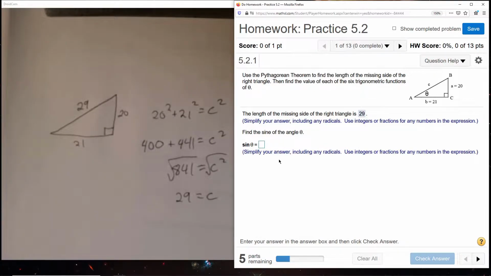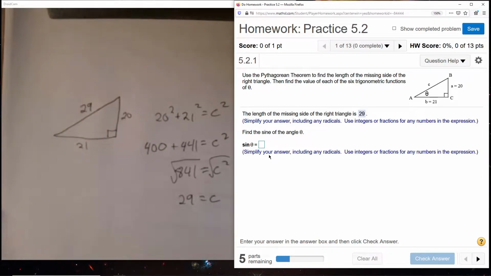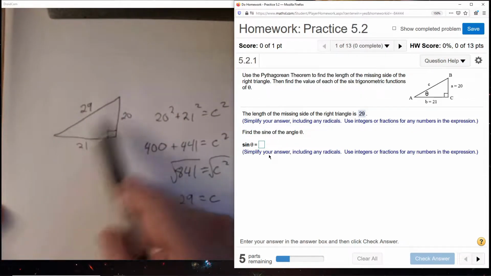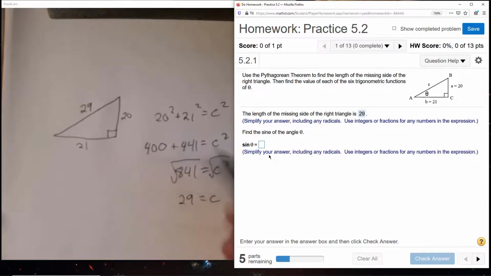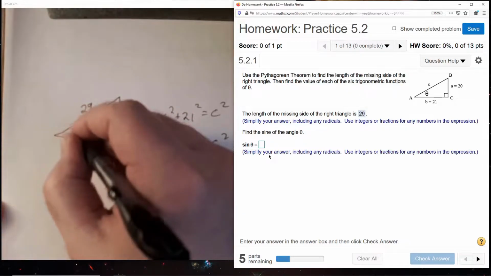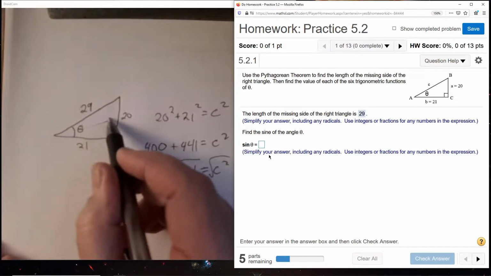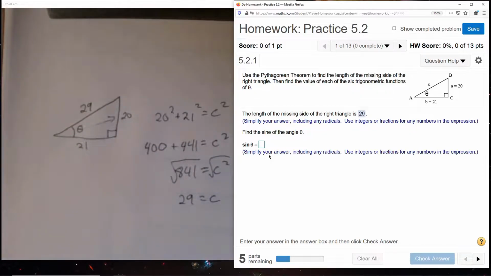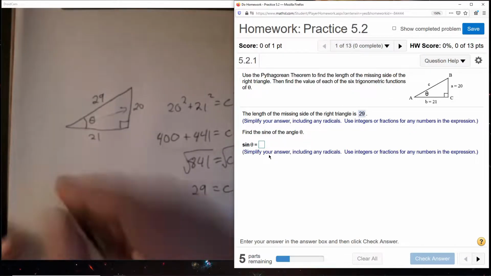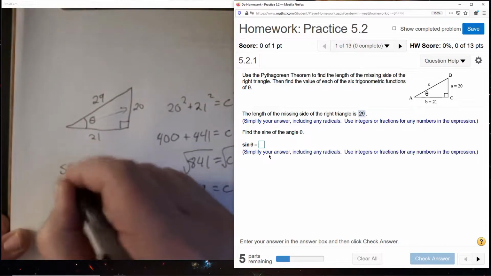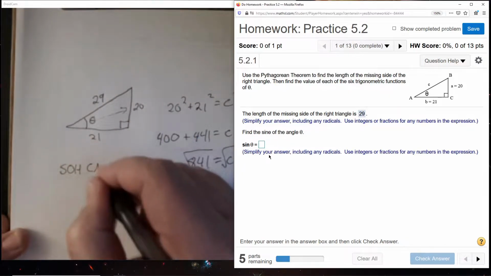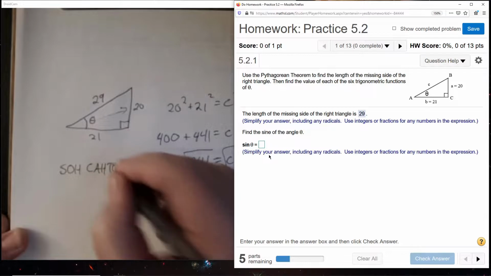So here go the trig functions. The first thing to do for the trig functions then is we are going to need to indicate where our angle is so we get the opposite and adjacent correct. So the picture on my math lab has shown us the angle here. So that means looking this way is the opposite. And this is where we'll have the SOHCAHTOA.